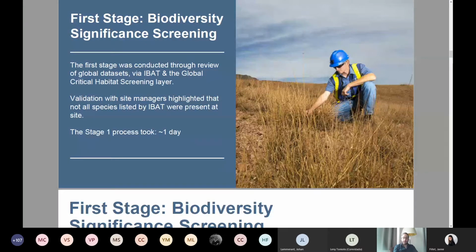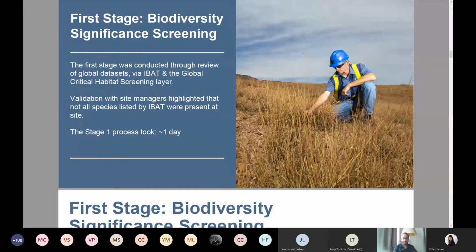And this stage 1 process took approximately a day of time to conduct. Using IBAT and the critical habitat screening layer is relatively quick. And then it just takes a little bit of time to validate with site level managers for them to review all of the information that we present.